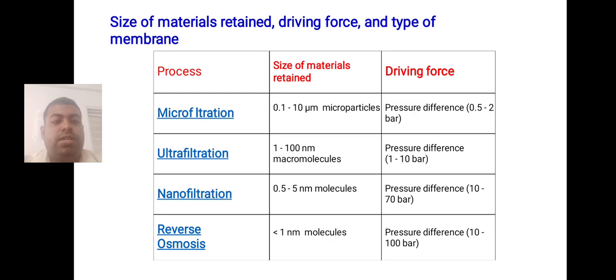For microfiltration, the pore size is 0.1 to 10 micrometer, and the pressure difference is about 0.5 to 2 bar. For ultrafiltration, the pore size is about 1 to 100 nanometer, and the pressure difference is about 1 to 10 bar. For nanofiltration, it is 0.5 to 5 nanometer molecules, and the pressure difference is about 10 to 70 bar. And finally, in reverse osmosis, the pore size is more than 1 nanometer molecules, and the pressure difference is 10 to 100 bars. These are the various sizes of the materials for various processes and driving force.